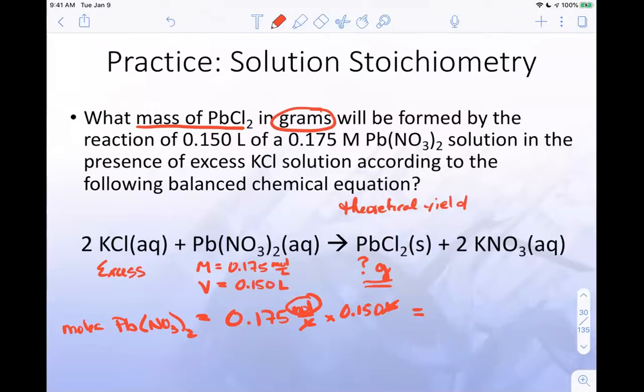And when I do this, I have 0.175 times 0.150, and what I get is 0.02625 moles of lead 2 nitrate.